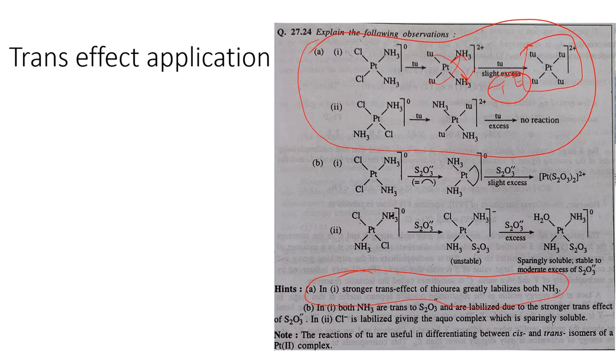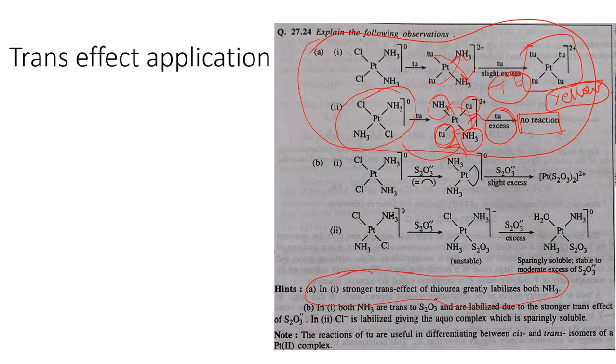and therefore all positions are occupied by thiourea. Whereas in the case of transplatin, after the first addition of 2 moles of thiourea, the trans positions are occupied with similar ligands: the 2 NH3 are trans to each other, and the 2 thioureas are opposite to each other, therefore they cannot show the trans effect. So when thiourea is added, it would not react further, and we do not get any reaction, whereas in the other case it would be a yellow colored solid, a platinum complex with 4 thiourea ligands.